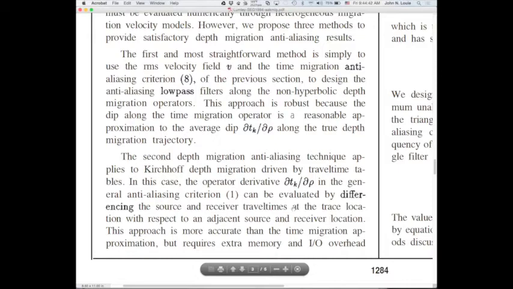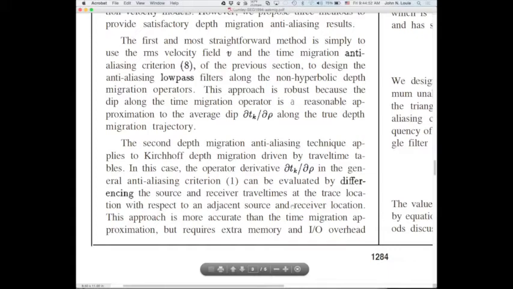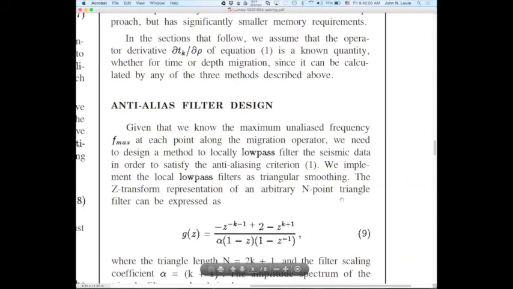I don't get as accurate as this second procedure that he suggests here, which is differencing the source and receiver travel times at the trace location with respect to an adjacent source and receiver location. So that's something that I could do to make the anti-aliasing a bit more accurate.